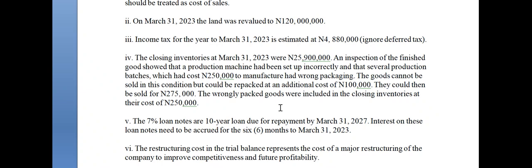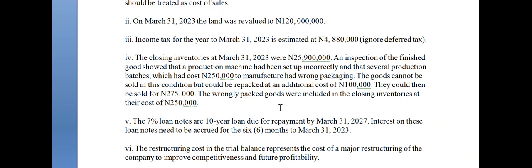250,000 to manufacture, this is the cost of production, 250. The initial cost of production is 250,000. Had wrong packaging. In other words, this 250,000 now is a wrong amount of cost of production. Remember, what we are trying to determine is the closing inventories. Meaning that the closing finished goods is the same thing as the inventory that you have in your stock. Is that so?